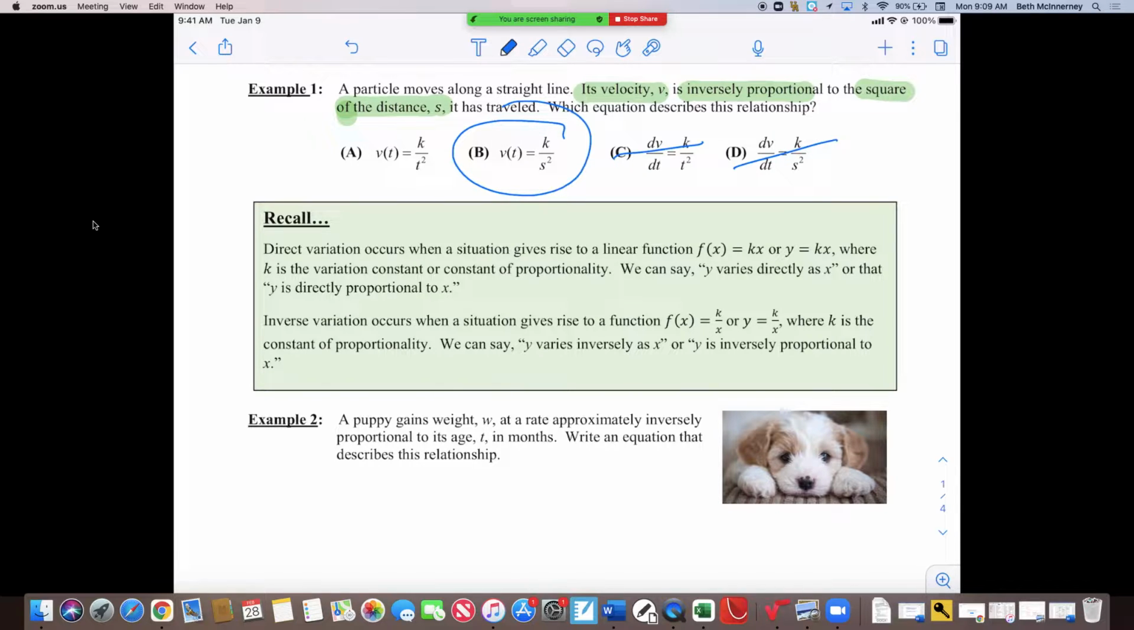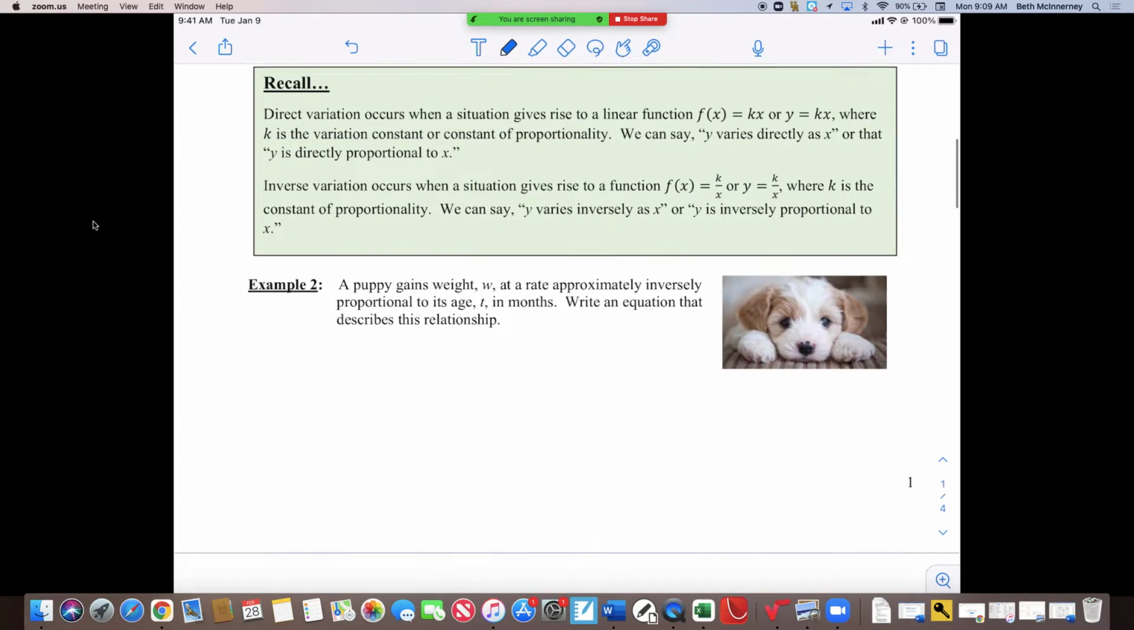Inverse proportion really is the rational function situation. So it's where y equals k over x, and we would say y varies inversely as x, or y is inversely proportional to x. So then let's look at example 2.